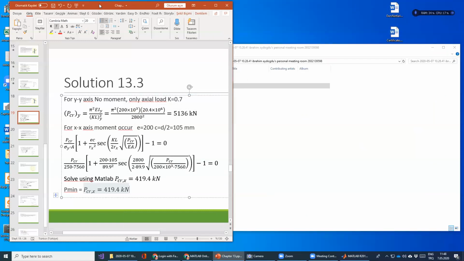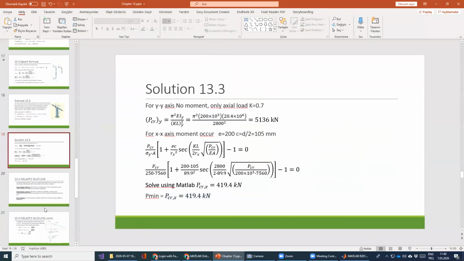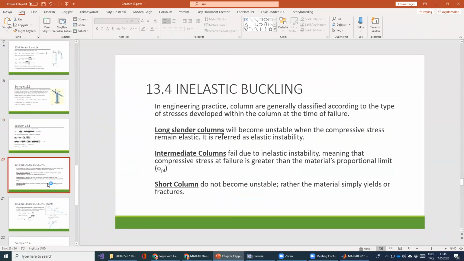Now I can pass to the next question and next subject. In inelastic buckling, up to this point, we have always been talking about the ideal column. We always say our structures are in the elastic case, so we compare against the yield stress. If we pass the yield stress, we say that our systems will collapse. But actually, in material properties, after yield stress the material does not collapse and continues to carry loading.